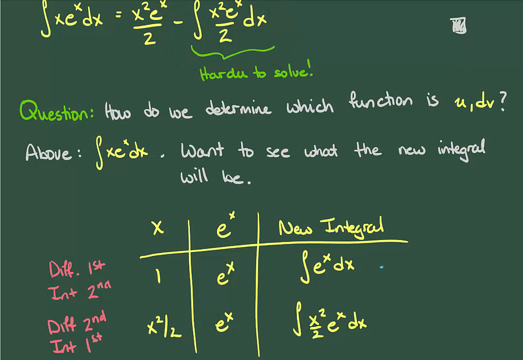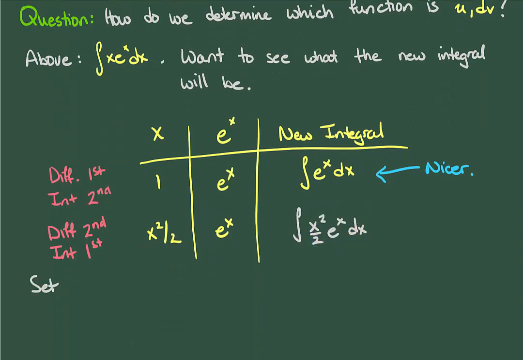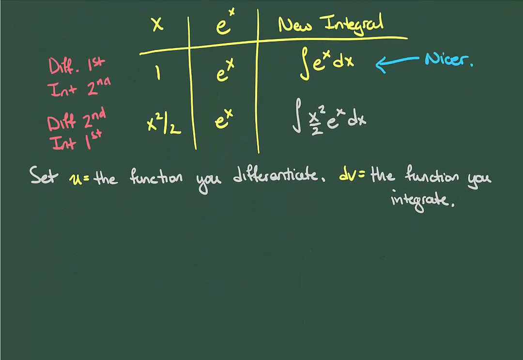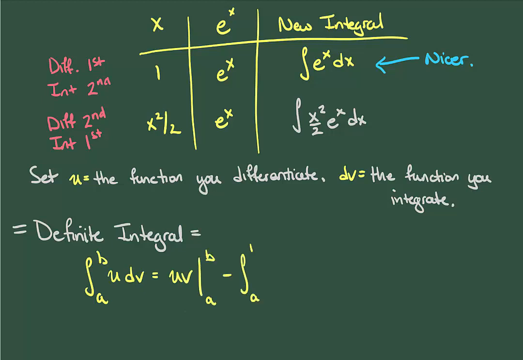Now looking at these integrals, I definitely prefer to integrate the first one, so that tells me how I'm going to set my variables. The rule then is to let u be the function that you differentiated and dv to be the function that you integrated. We'll do an example very quickly here, but first I want to show you how to deal with definite integrals. The great thing about integration by parts is that the bounds of integration stay the same all throughout the application of the formula.